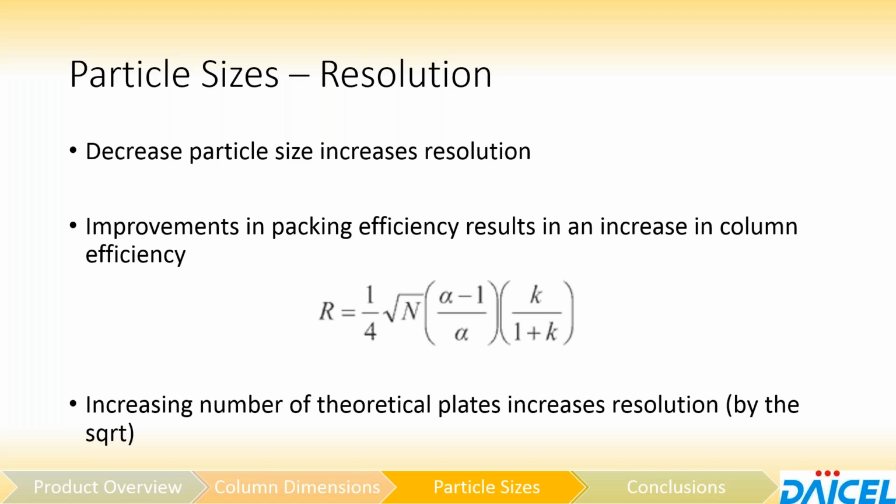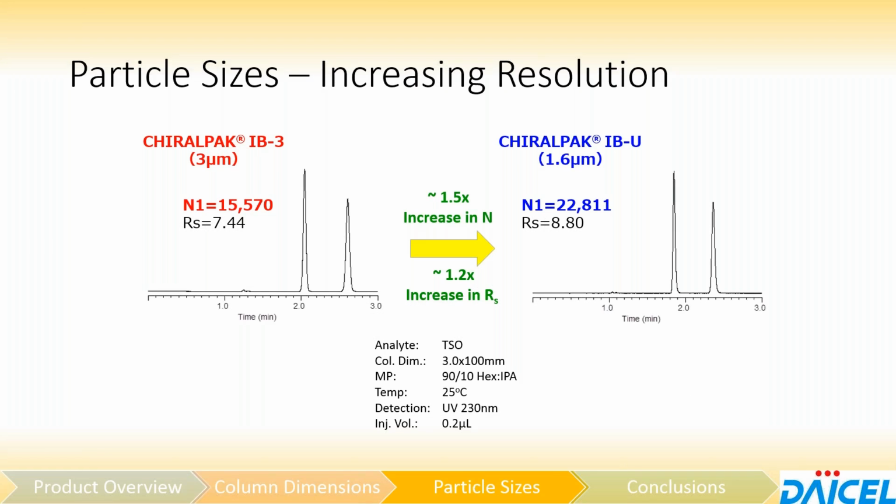And as we talked about before with column dimensions and length, an increase in n results in an increase in resolution by the square root of n. As an example of that, here is a Chiralpak IB3, a 3 micron column, compared to a Chiralpak IBU, a sub 2 micron, 1.6 micron column. The same column dimensions, so a 3 by 100 millimeter length column.